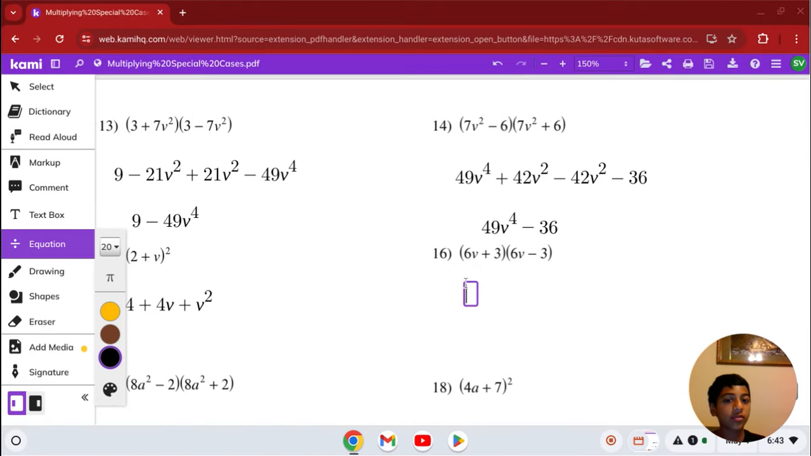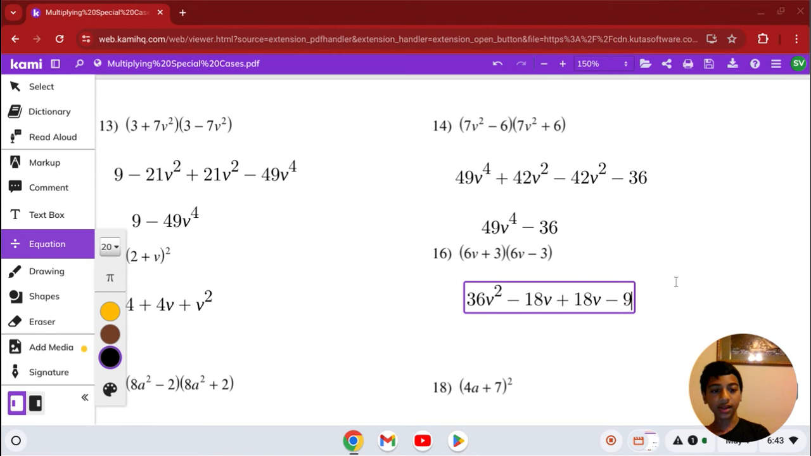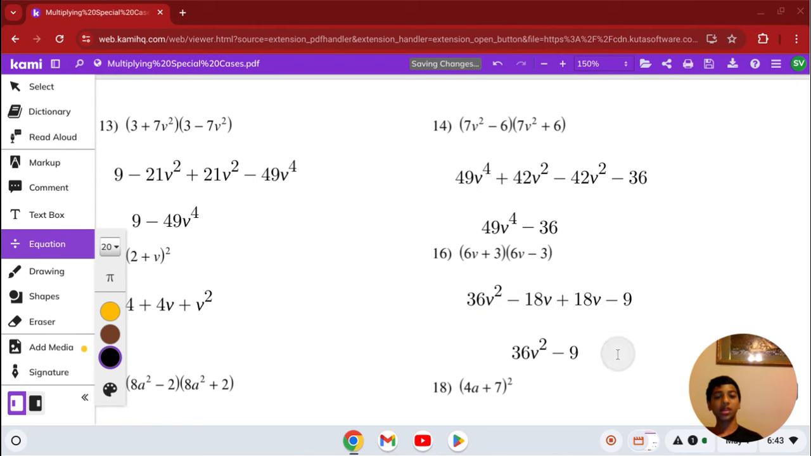(6v plus 3) times (6v minus 3) is number 16. We have 36v squared minus 18v plus 18v minus 9. And we can see that the middle terms cancel out and become 0. So 36v squared minus 9 is our solution, number 16.